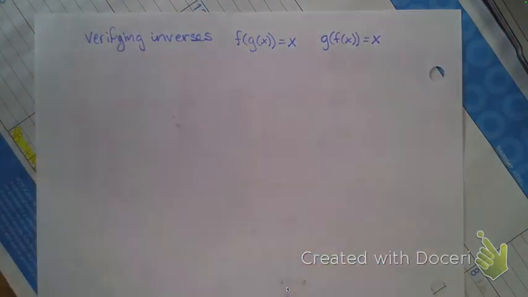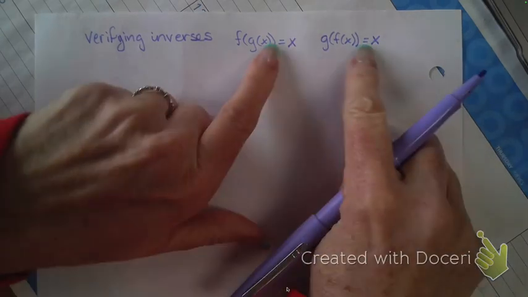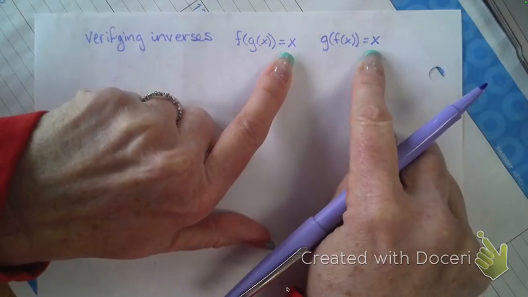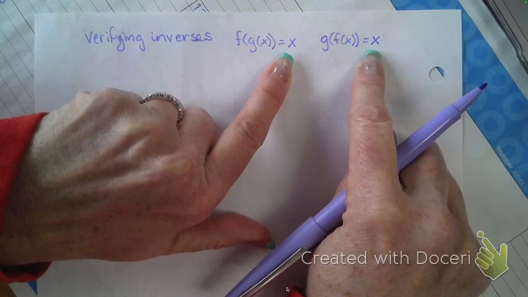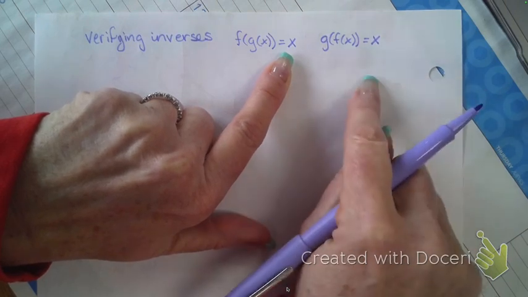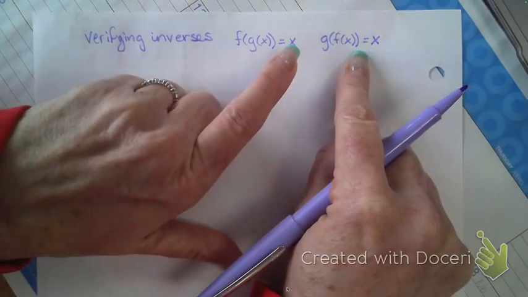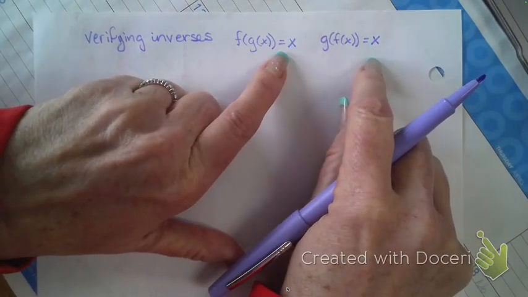x. So on Monday, when we did composite functions, when I did f of g of x and g of f of x, did they come out to be the same? No, they didn't. The only way they come out to be the same, being x, is if they are inverses of each other. So in order to verify, you are going to have to do f of g of x and g of f of x, and they both have to become what? X.